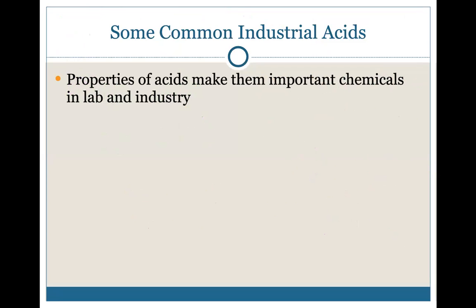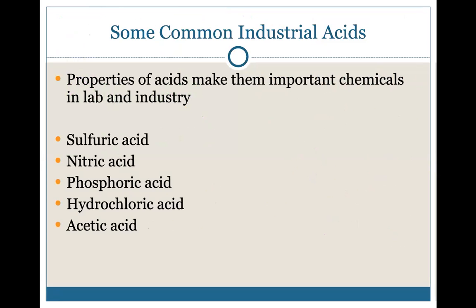Right, so now I just want to run through, I think, five common industrial acids. It's not really super important that you remember everything, but it's just kind of to give you an idea of acids that are important for industry and why. So kind of like, why should I care about acids in real life? Well, here's why, because these acids are used to make a lot of common household items, and that's why they're important. So I'm going to go through sulfuric, nitric, phosphoric, hydrochloric, and acetic.